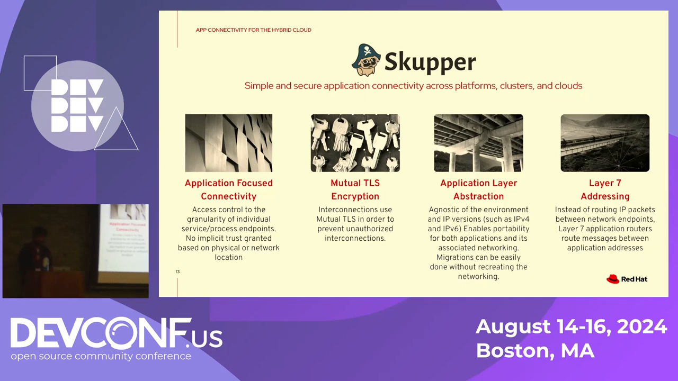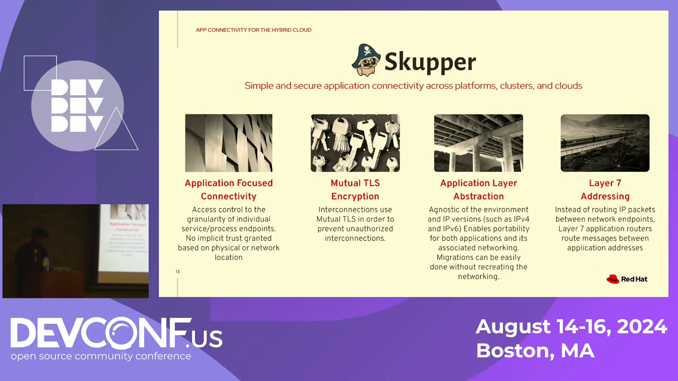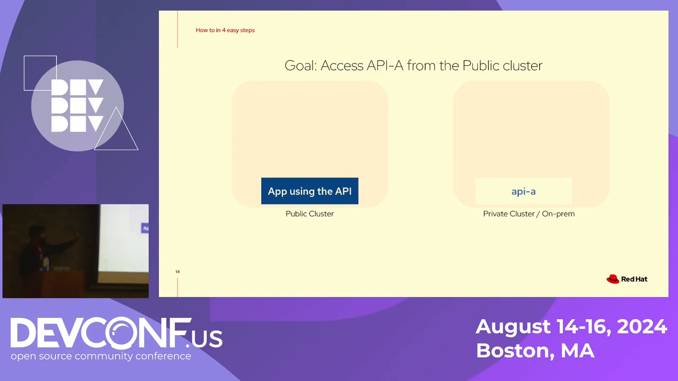So that was Skupper in a really quick way. We could talk about it all day, but I'll show you a simple use case on how we establish this network, and then go to our whole locationless API management and go through that. So imagine a public cluster. I'm saying cluster here, but it could be any environment. So imagine a public Kubernetes cluster where you have an app which will use this API.